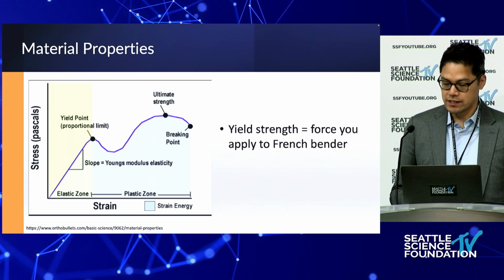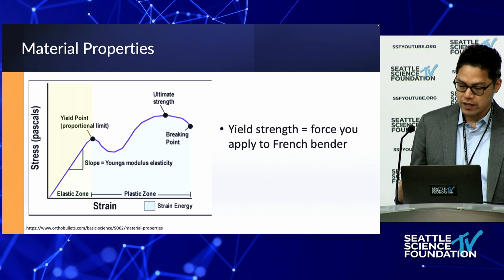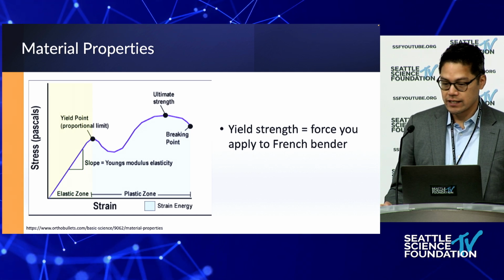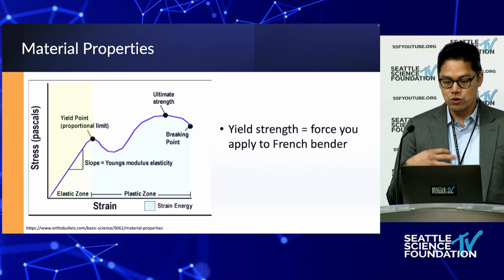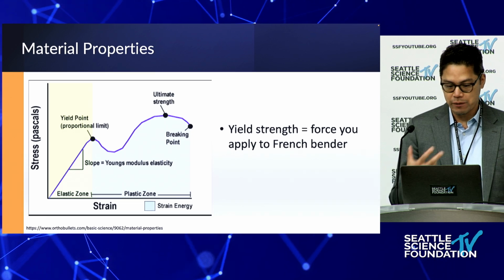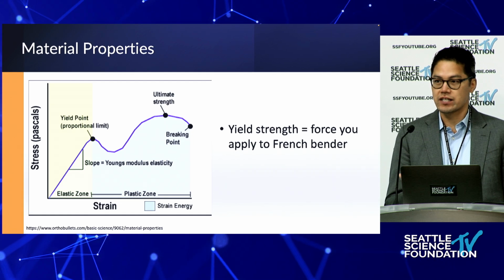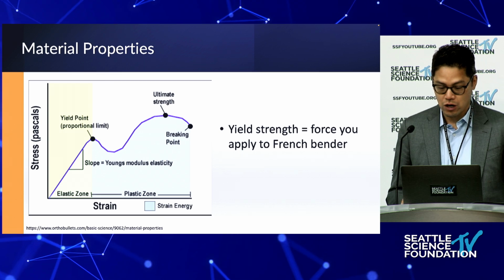The yield strength is the force greater than the yield point of a material, and it represents the limit of the elastic zone. And once you apply a strength beyond the elastic limit, you're into the plastic deformation. So think a bit about this as the force you apply to a rod bender to contour the rod.